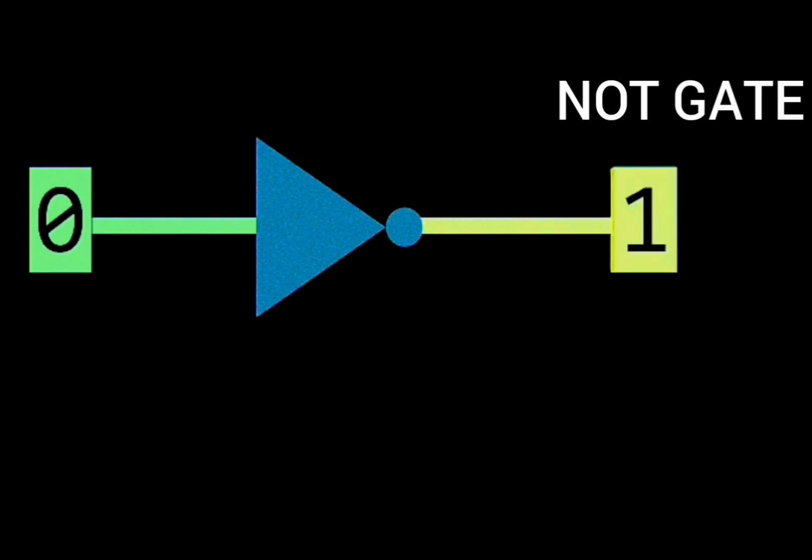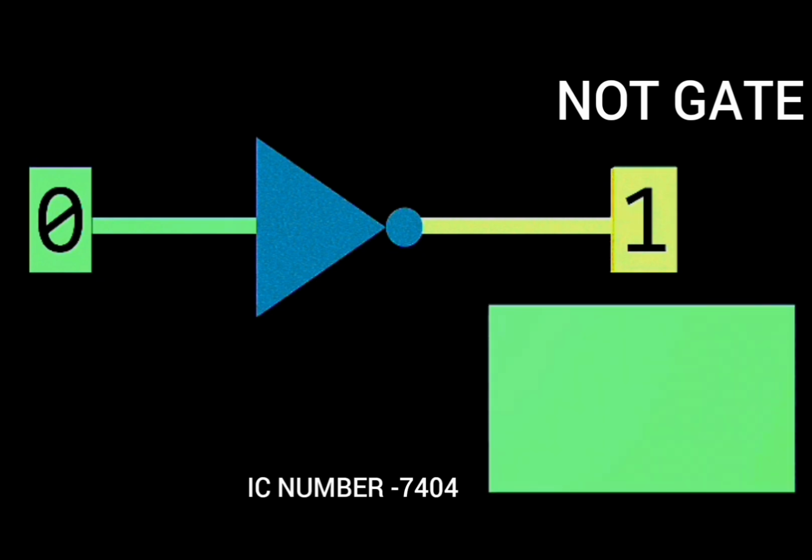A NOT gate is also called an inverter, which has only one input and one output. It's a device whose output is always the complement of its input. The output assumes logic 1 when its input is at logic 0, and logic 0 when its input is at logic 1. The IC number of the NOT gate is 7404.